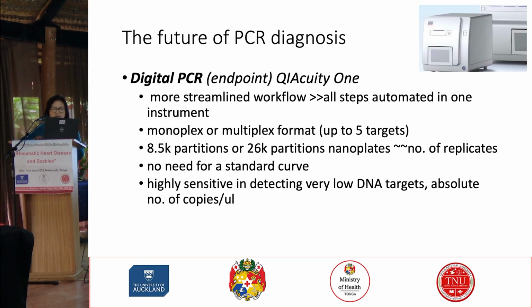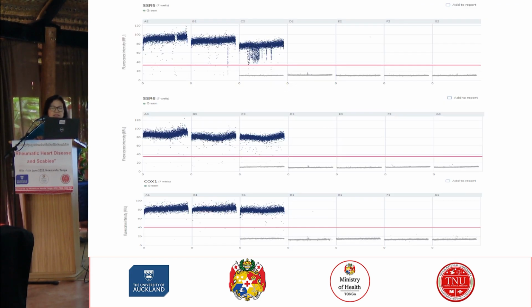So I tried my hand on this, on some samples from Auckland that Simon and group collected. And these are the preliminary or initial results. The instrument software gives me a visual representation of my results. As you can see here, I tried to amplify SSR5 on the top. The second one is SSR6 and then COX. You can see that this red line gives me the dividing line between positive and negative.